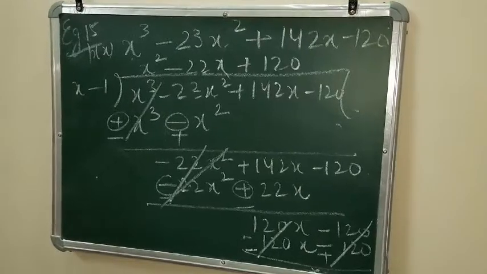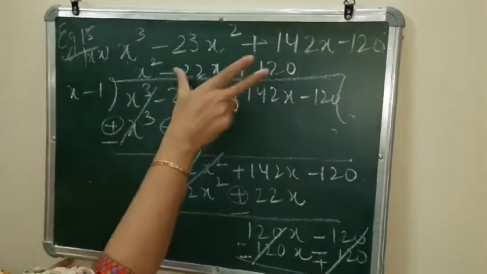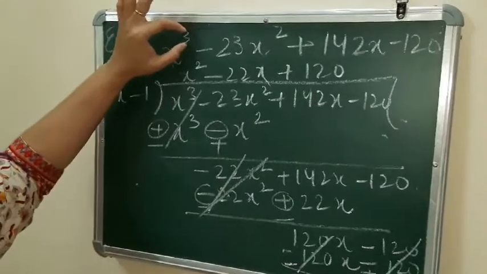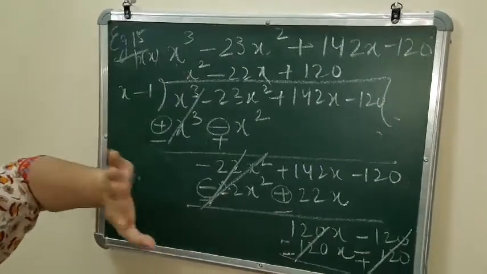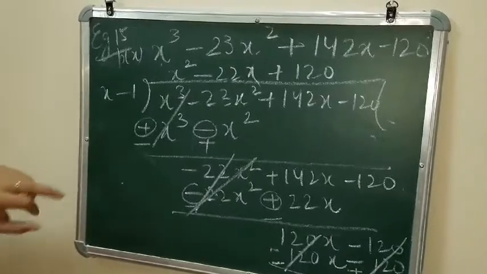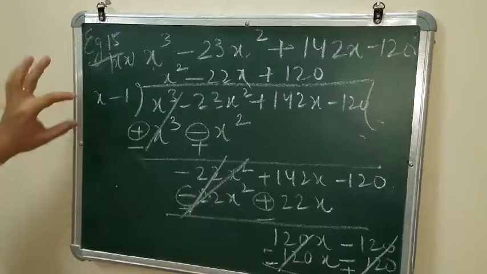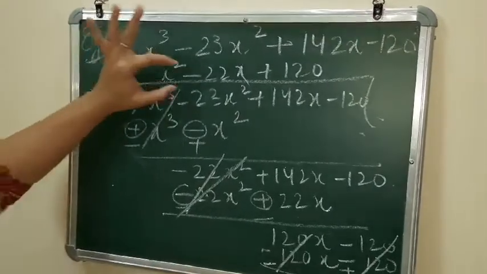So what is the next step? This is my one factor and this is my another factor. Earlier also I told that whatever the degree is, those many factors or those many roots a polynomial has. So here the degree is 3. That means we should have 3 factors. We have got one factor this and second factor this.